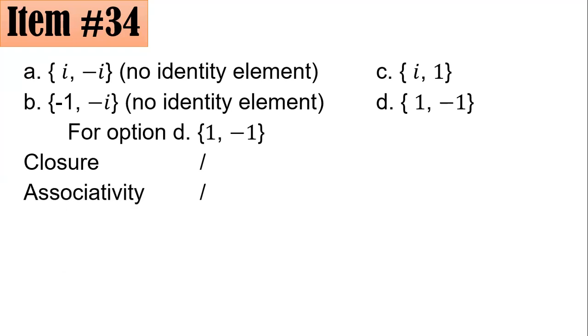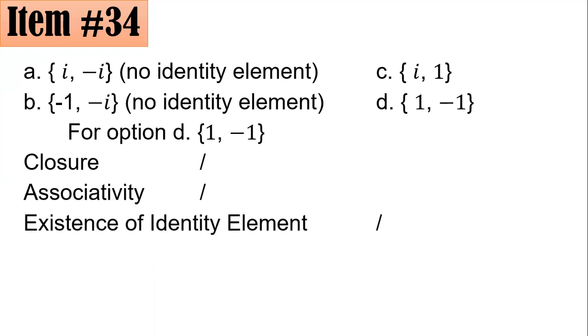Associativity: ordinary multiplication is associative. There is an identity element, which is 1. And there is also an inverse for each one. In fact, the inverse of 1 is itself: 1 times 1 is 1, and -1 times -1 is 1.